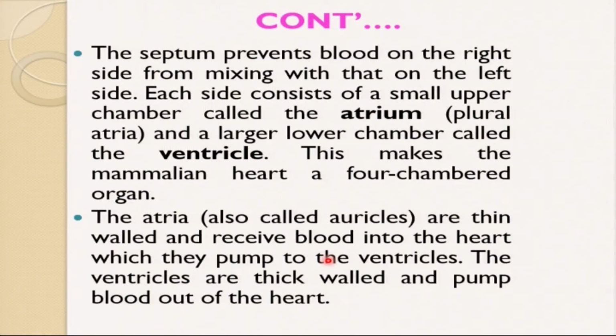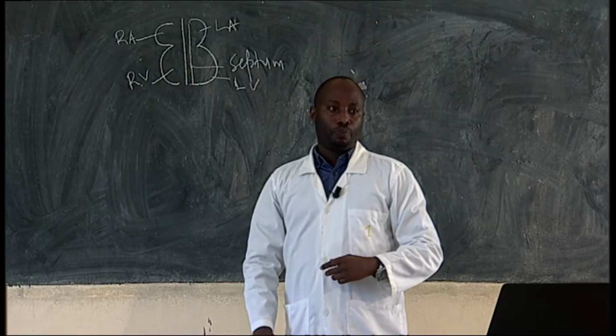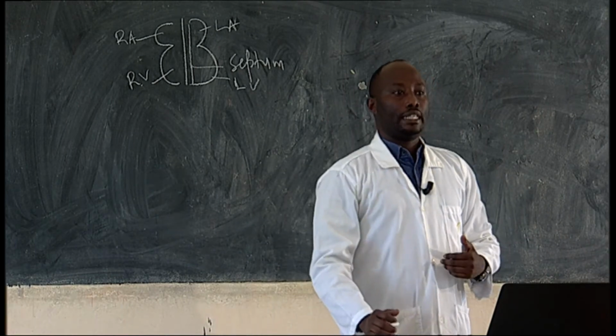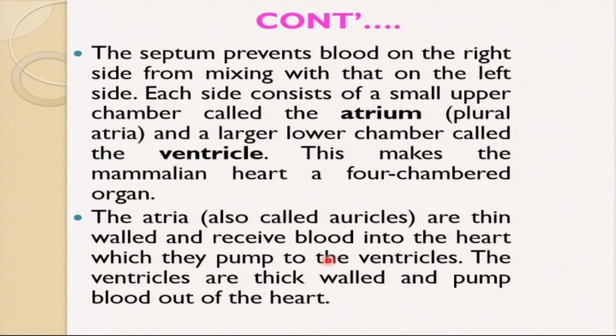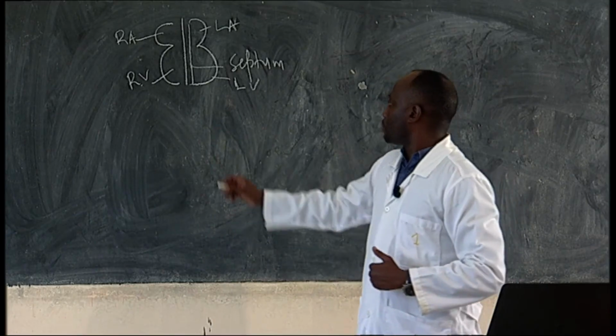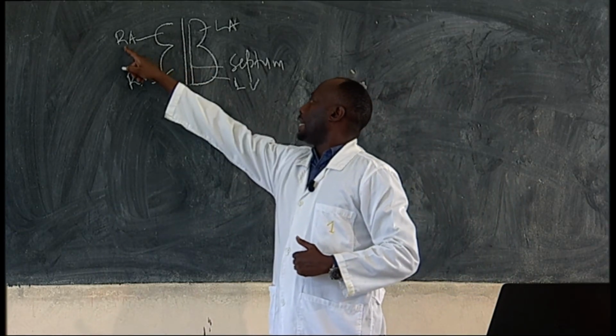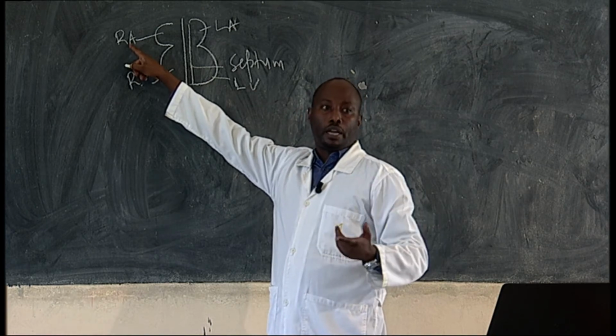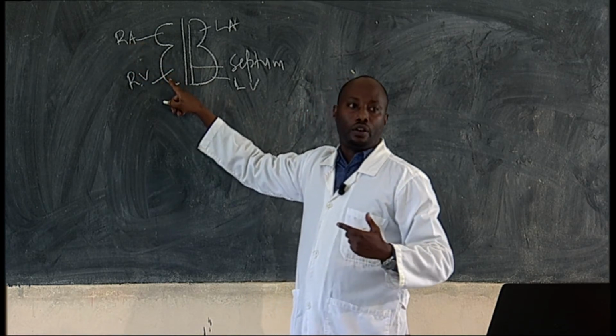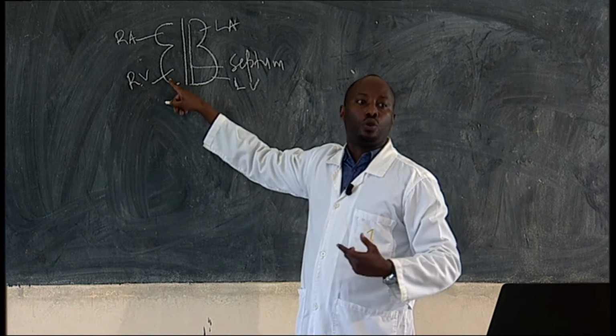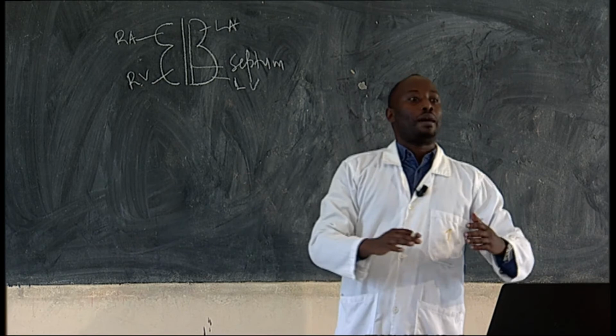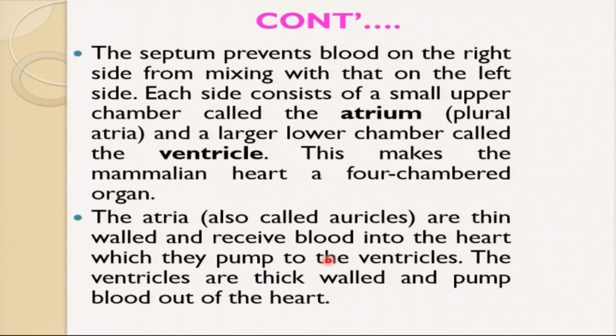As I mentioned, each side consists of two chambers. We have one upper chamber and another lower chamber. The upper chamber is called the atrium, and the larger lower chamber is called the ventricle. So this one is smaller than that one. The right atrium is a small upper chamber, and we have a large lower chamber, which is called the ventricle. This makes the mammalian heart a four-chambered heart.